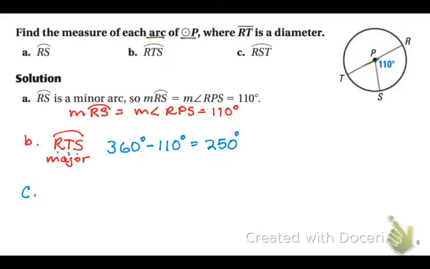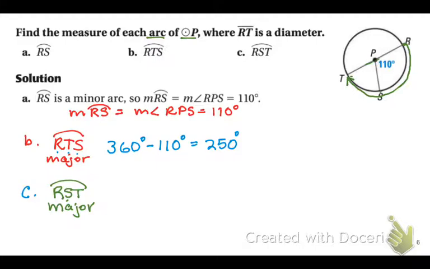Okay, C, let's look at arc RST, and I'm going to erase this so it's easier to see. So I'm looking for RST. RST is a major arc because it has three letters, and we have to go in the right order. So we start at R, we go to S, and then we go to T. So it's this arc right here.